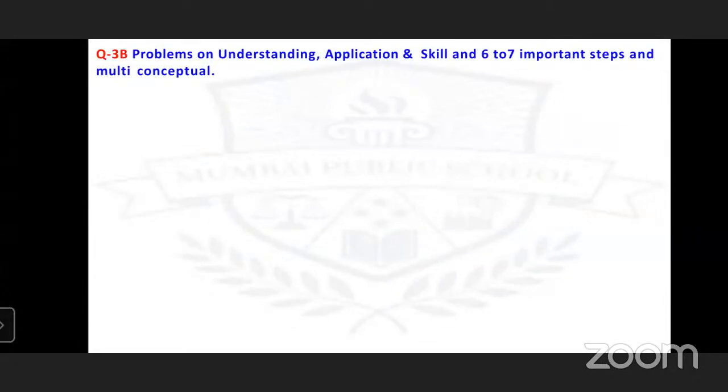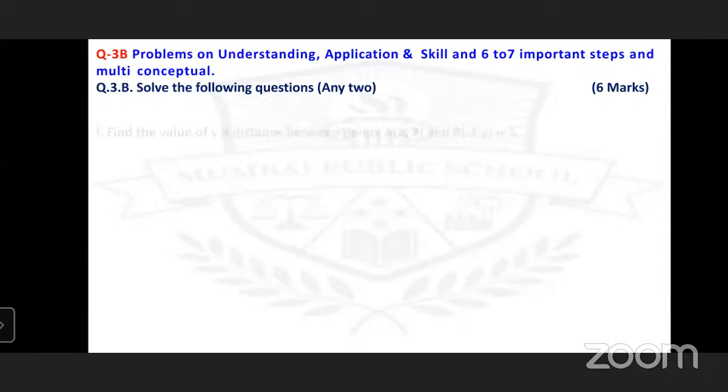Now next, question number 3B, problem on understanding, application skills and important steps, or multi-conceptual. See question number 3B: solve any two of the following, and each question carries 3 marks. So 3 into 2 is equal to 6. So 3 questions are given and you have to solve any two.